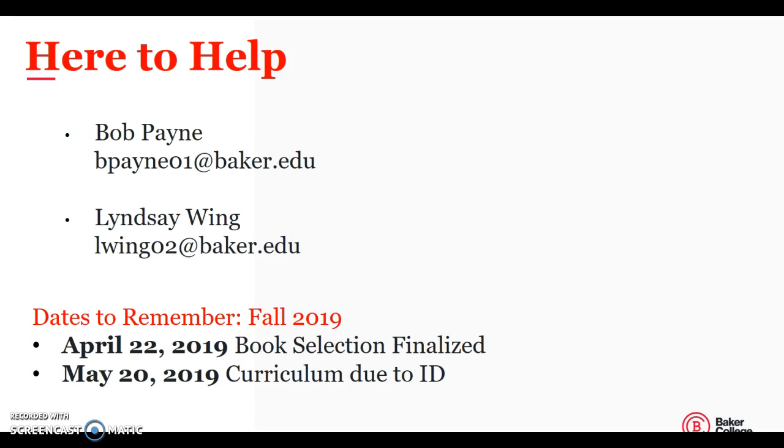Finally, Bob and I are here to help, so please feel free to reach out. Our contact info is listed here. Please be sure to take note of our fall 2019 dates. So, if you intend to run the course for the first time in fall of 2019, the book selection must be finalized by April 22nd, and the material is due to the ID team by May 20th.